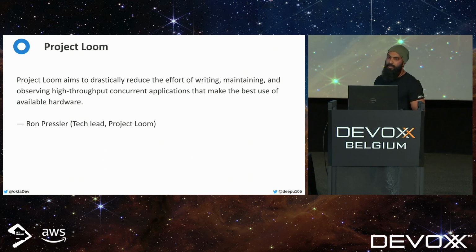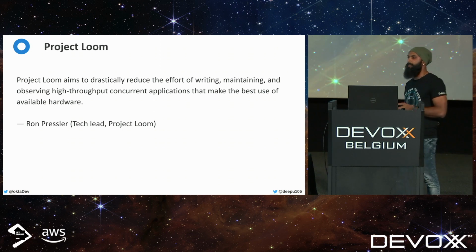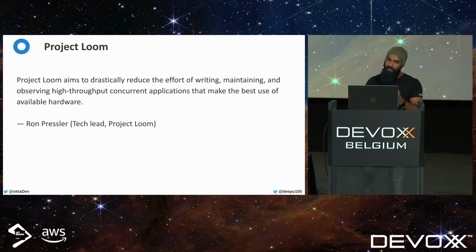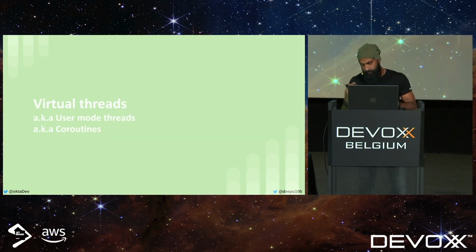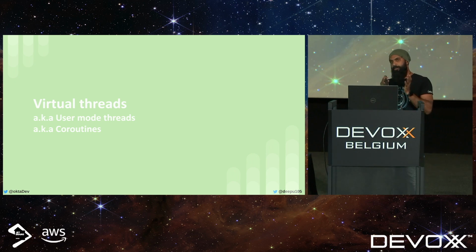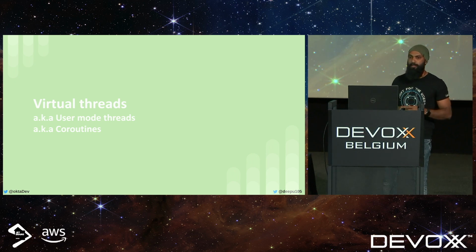So this is the official description from Ron Pressler, who leads the project. The aim is to drastically reduce the effort of writing, maintaining, and observing high-throughput concurrent applications that make the best use of available hardware. Of course, it doesn't explain a lot of what it means. So let's look at them one by one. Let's look at virtual threads first, and then we'll look at structured concurrency.